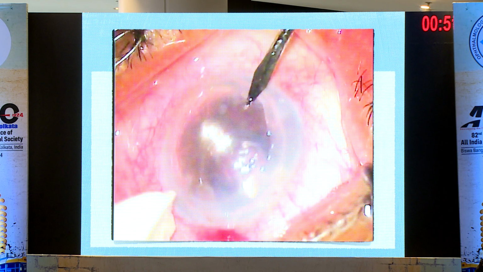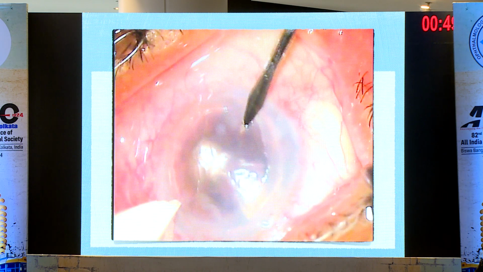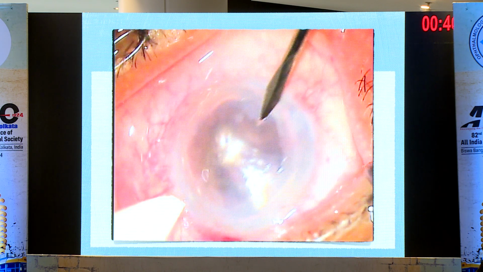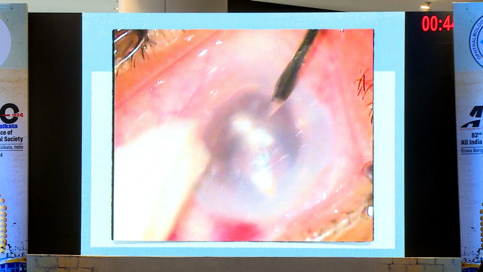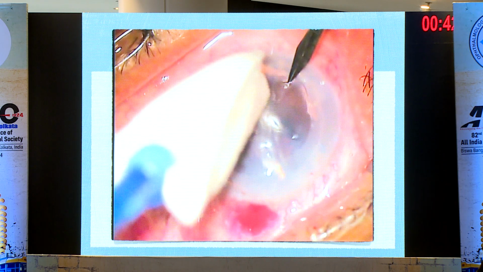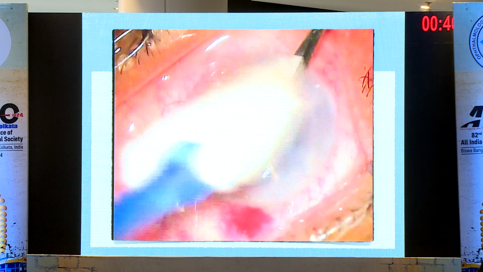After the graft has been attached with air, you can do these venting incisions to remove the interface fluid and allow for good attachment of the graft. You can even center the graft through the venting incisions.